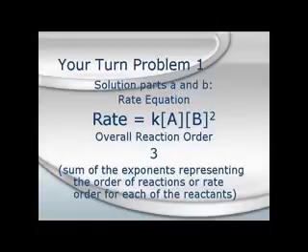Now the overall reaction order is the sum of the exponents. So the exponents here would be 1 for A, 2 for B, so the overall reaction order is 3. We don't have to show the reactant C because it's zero order. That does not have to be shown in the equation because a change in the concentration of C does not affect the rate.